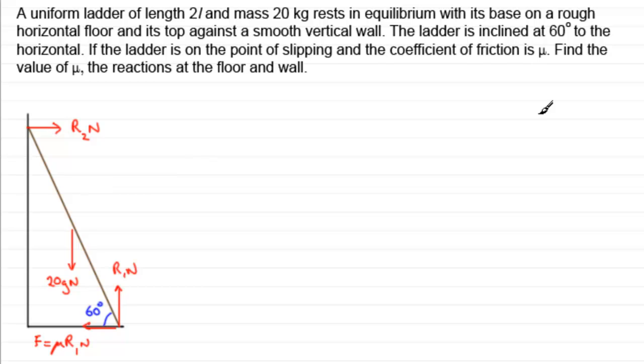We need to put some other information on. We'll put that the ladder was a uniform ladder of length 2L, so that's going to be L there and L there. Now we've got to work out what mu is, what R1 is and what R2 is, the reactions at the wall and at the ground. So what we've got here is essentially three unknowns. So to do a question like this, we need to create three independent equations so that we can solve them simultaneously.